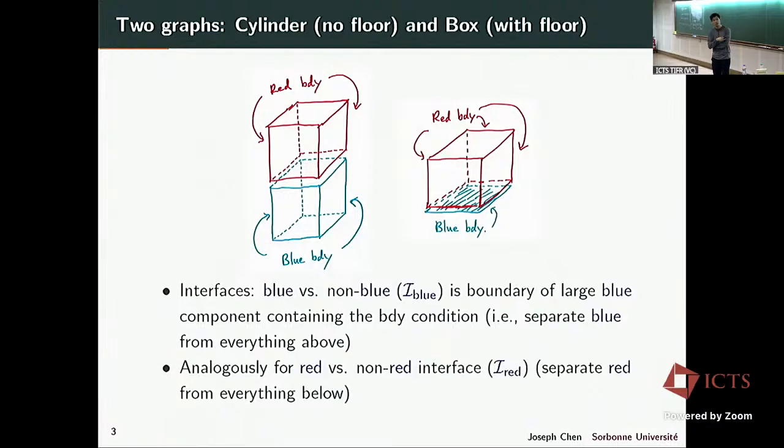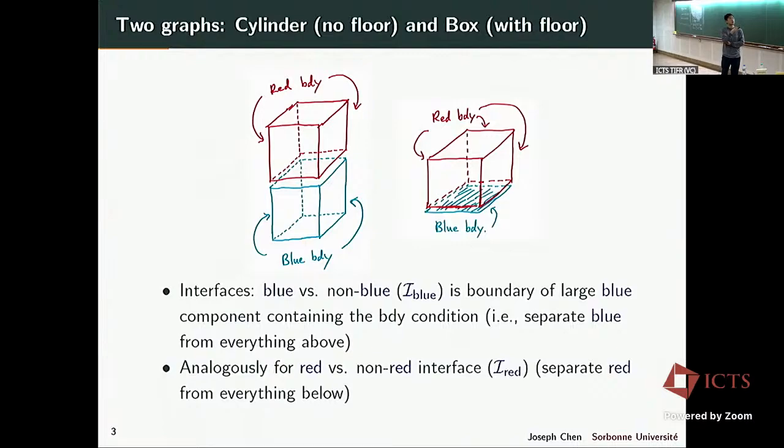The blue interface will just be the boundary of this large blue component. Okay, so you take the blue boundary condition in either setting, you look at the connected component of blue vertices, and the interface is just what separates that component from everything above it. And analogously, you can define the red interface, which separates the red component from everything below it.